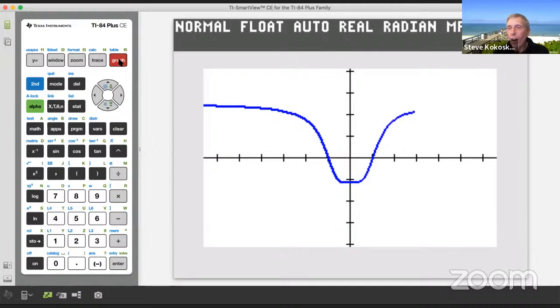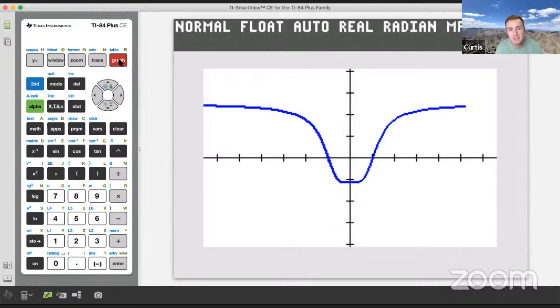I think this is a really cool point that you're making here, that the 84 is in fact calculating that definite integral every single time, right? Yes. Every single time. And it's not using antiderivatives. It's actually doing a numerical computation. Right. It's computing this.